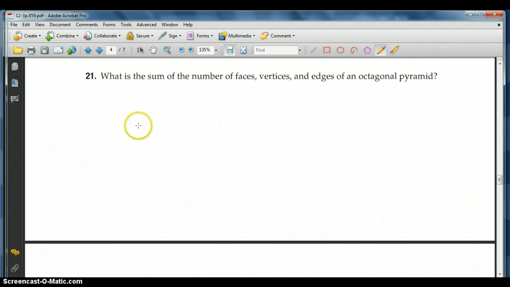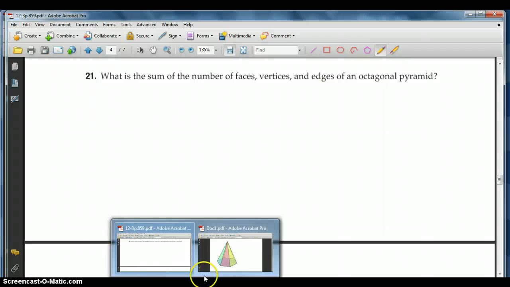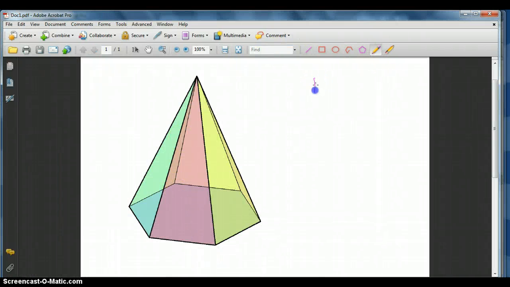Number 21, what is the sum of the number of faces, vertices, and edges of an octagonal pyramid? So we want faces, vertices, and edges. So our faces, since our base has 8 sides, an octagon has 8 sides, then there would be 8 faces, one face connected to each side of the base. So there are 8 faces that go around this pyramid, plus the base. So that makes 9 faces total.